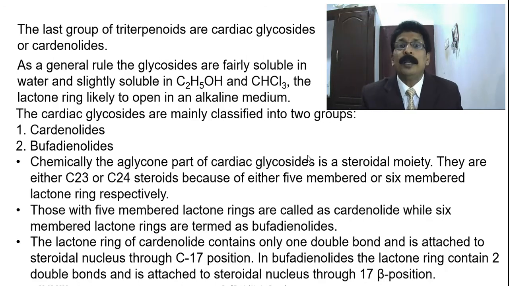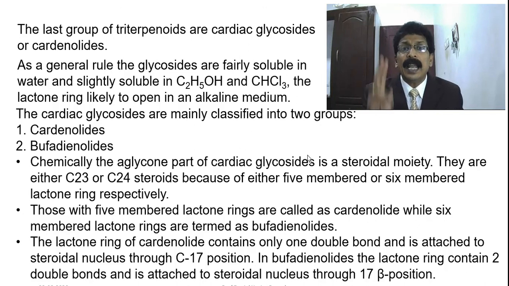If you know, it's well and good. The lactone ring is likely to open in an alkaline medium. The cardiac glycosides are mainly divided into 2 groups. One is cardenolides, number 2 is bufadienolides.